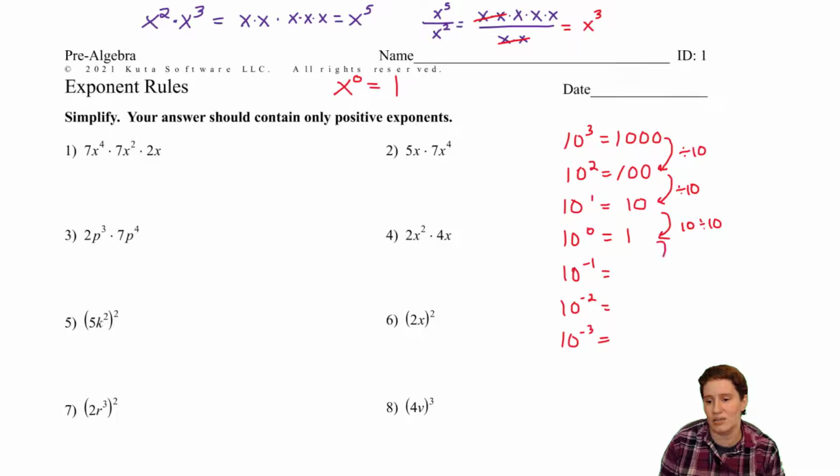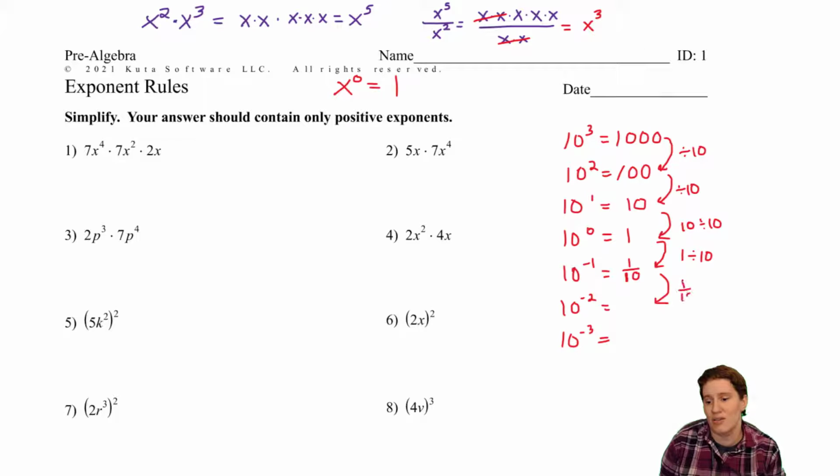Anyway, let's keep going. What happens when you do 1 divided by 10? There's actually 2 ways to write this. You could write it as a fraction or a decimal. I'm going to write it as a fraction because I want to point out more of a pattern here. So 10 to the negative first is actually 1 over 10 if we keep going with this pattern.